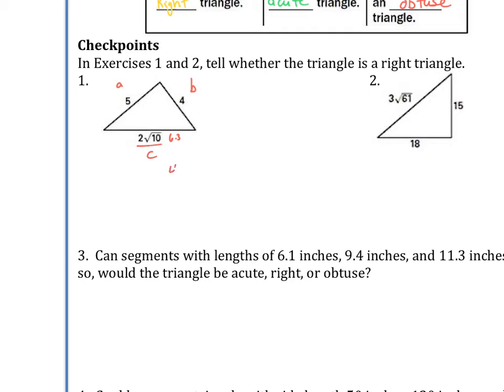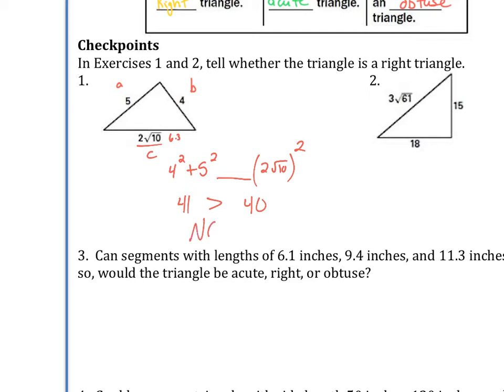So let's see, 4 squared plus 5 squared, leave a blank, and then 2 square root of 10 squared. 4 squared plus 5 squared is 41. 2 times the square root of 10, we will get 6.3245, and then we square that, we will get 40. So these are not equal. 41 is actually bigger than 40.